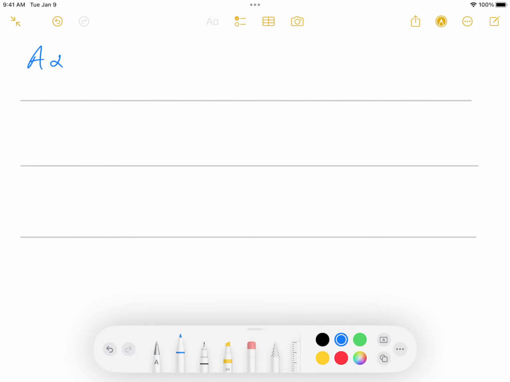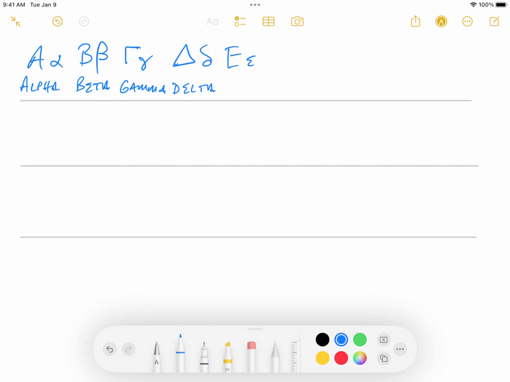This is alpha. We have beta. The next letter is gamma, G-A-M-M-A. Delta is the fourth letter, delta. Makes a D sound. Epsilon. And the next letter is zeta. Alpha, beta, gamma, delta, epsilon, zeta.